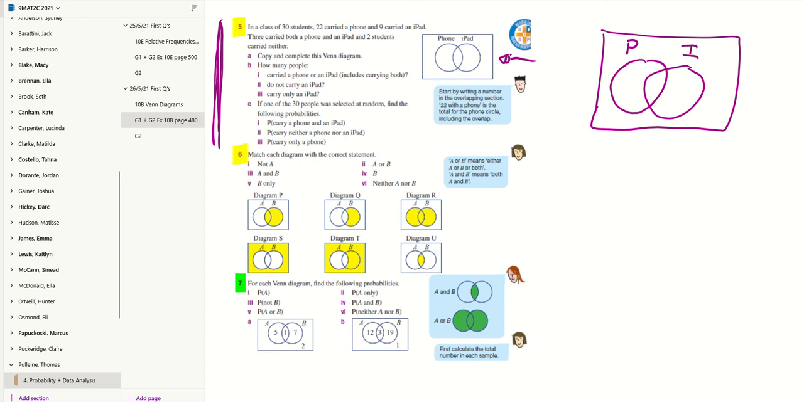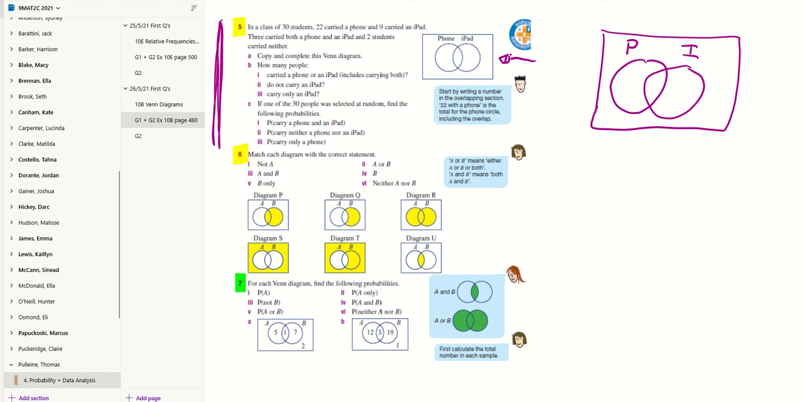In a class of 30 students, pull that 30 out. Remember what you're doing with that, your total. Write it down somewhere, like I did, where it'll remind you of how many the total is. Don't put it inside, put it outside the square. All right, now 22 carried a phone, 9 carried an iPad. 3 carried both a phone and an iPad. 2 students had neither. So it's giving you all the information again.